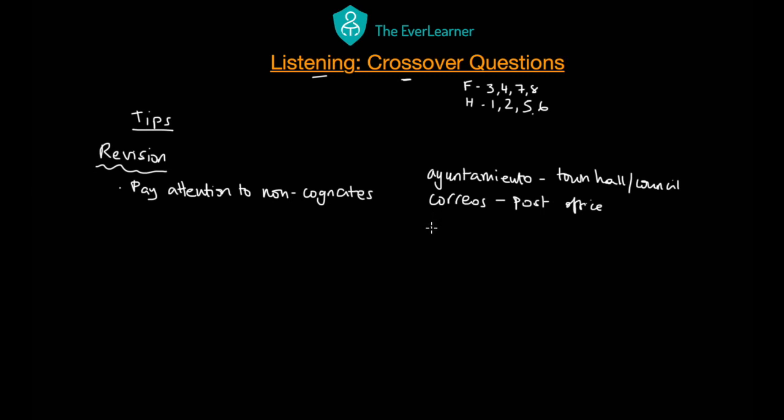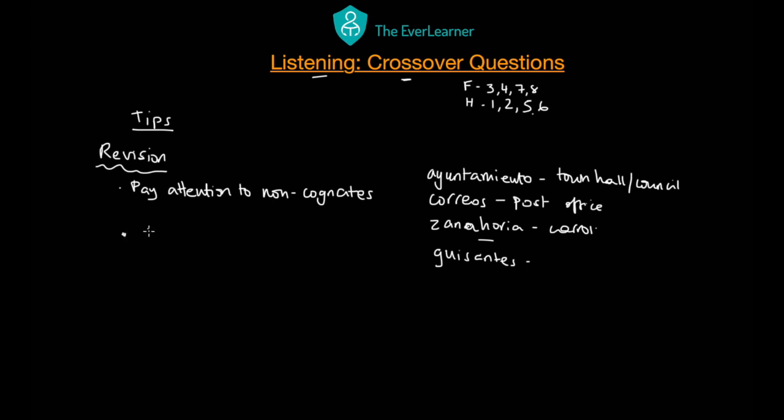If we're looking at the topic of food, for example, make sure you revise words like zanahoria, the Spanish for carrot. As you can see, it looks nothing like carrot. So if you're doing crossover questions or the higher paper, chances are they're going to choose a word like zanahoria before something a little bit more similar. Another good one is guisantes, peas. Make sure you're focusing on those words that don't look anything like the English.